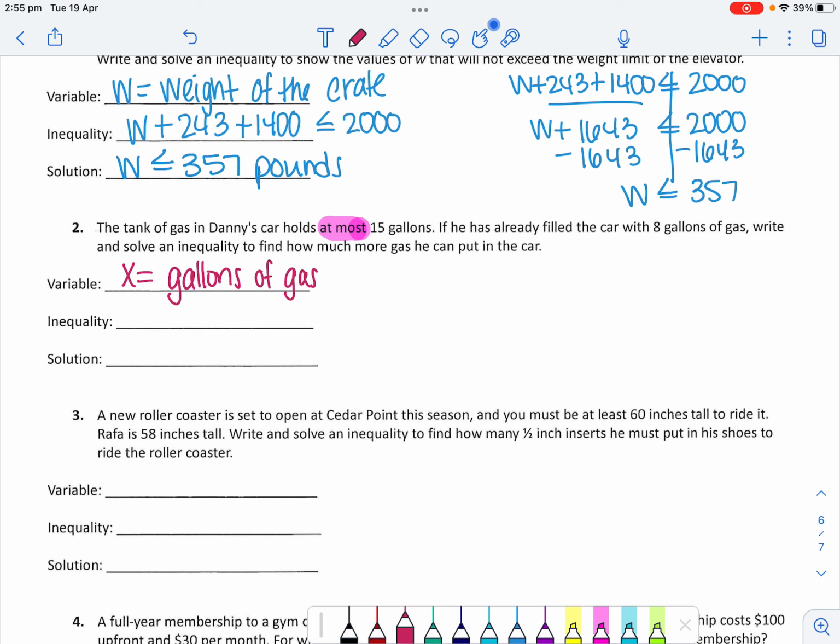I know that my inequality is going to include the 8 gallons of gas, my variable, and then 15. So if I want to know how many gallons can still go in the car after I've already put in 8 of them, and I can hold at most 15 gallons of gas, I'm going to subtract 8. So X is less than or equal to 7 gallons of gas.